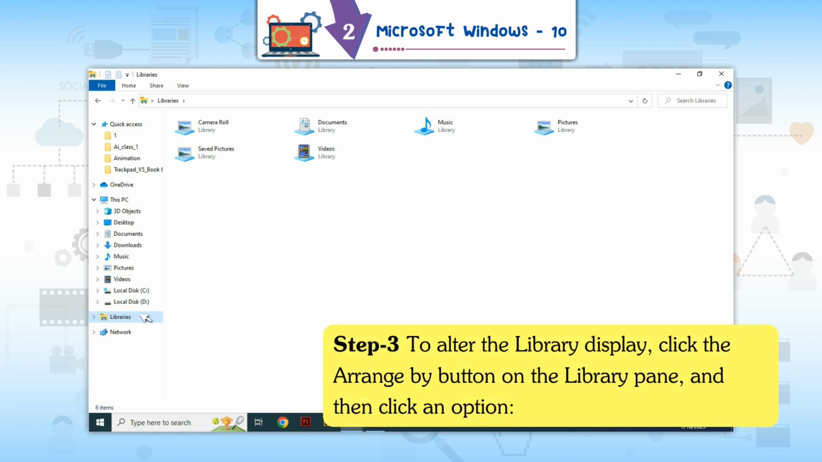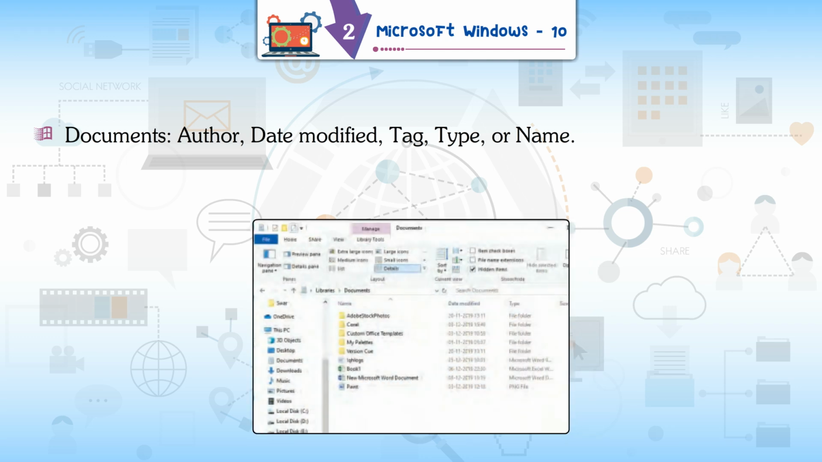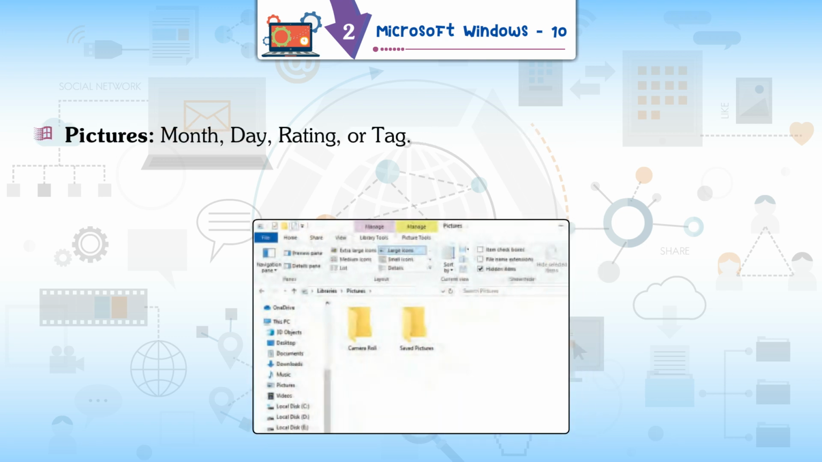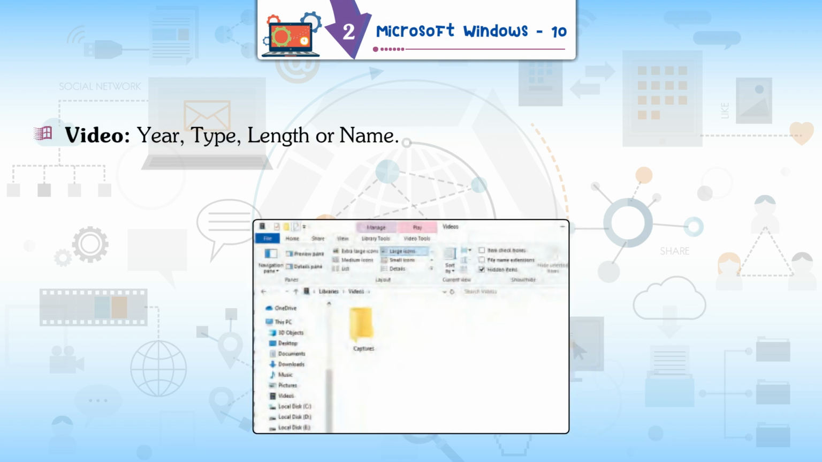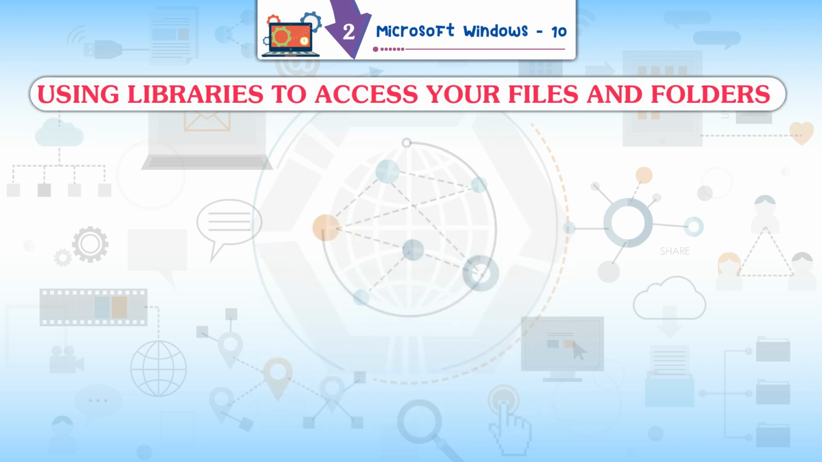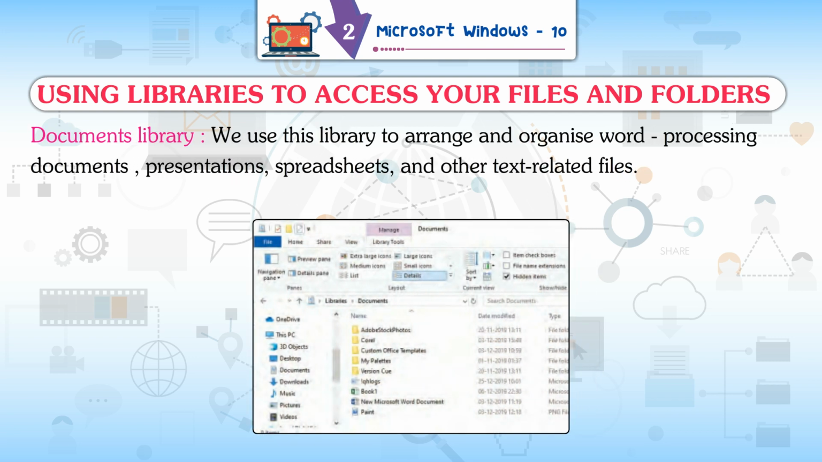Step 3. To alter the library display, click the Arrange By button on the library pane and then click an option. Documents: author, date modified, tag, type or name. Pictures: month, day, rating or tag. Music: album, artist, song, genre or rating. Video: year, type, length or name. Using libraries to access your files and folders.